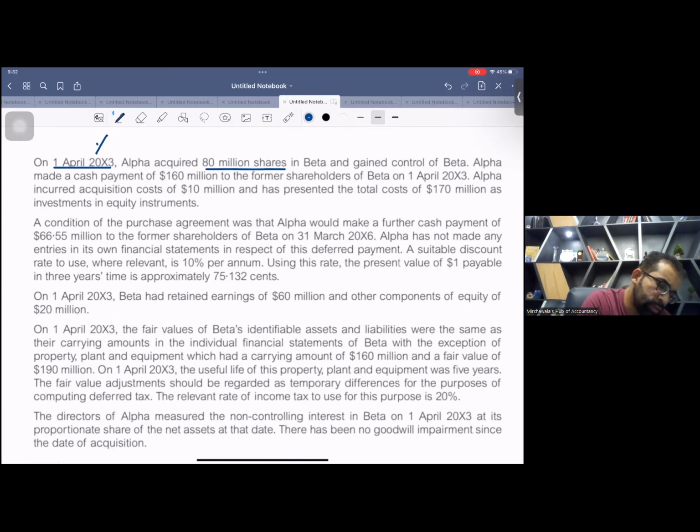And don't forget this date. This is the takeover date. One important piece of information: 1st April X3 is the acquisition date, and your SOFP date is 31st March X5. So there is a total 2 year gap between the acquisition date and the SOFP date. Don't forget. This gap is very important because in SOFP everything is as at. So for many things you have to do 2 years of cumulative transactions, because SOFP is as at, it's not for the year.